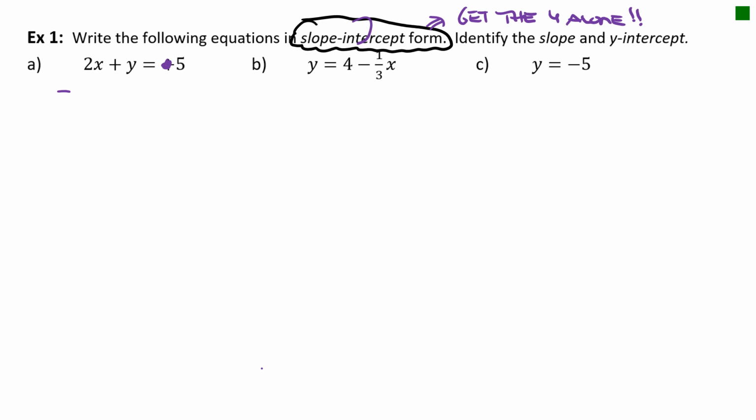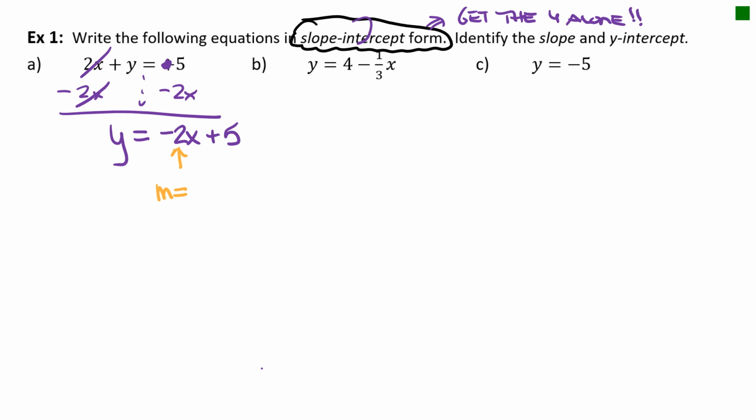We want to get the y alone, so we're going to subtract 2x on both sides. The 2x and the -2x cancel. You have y. Bring down the equal sign. You're going to sneak the -2x in front and then a +5. The reason we sneak it in front is this is in slope-intercept form. So your slope is -2 and your y-intercept, lovingly known as b, is the point 0, 5.